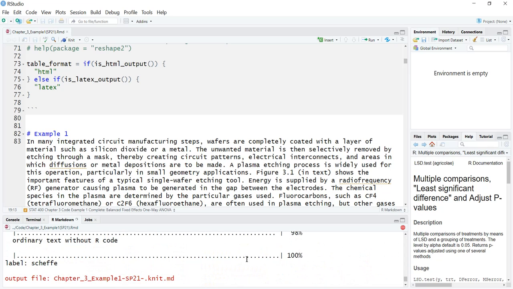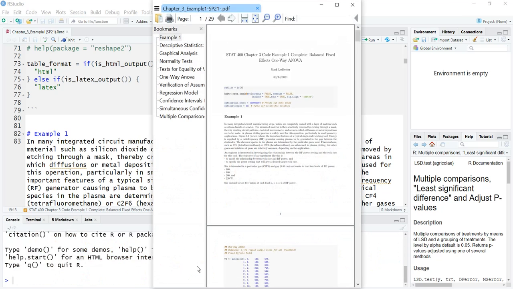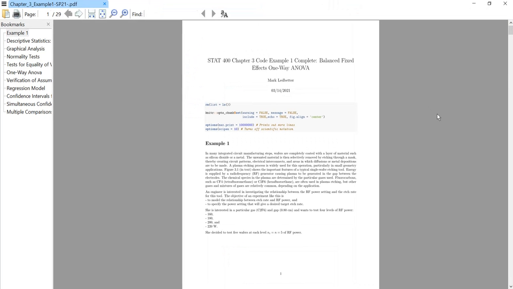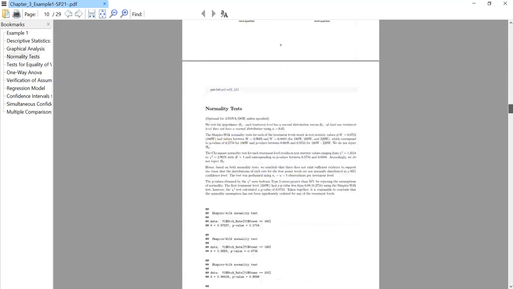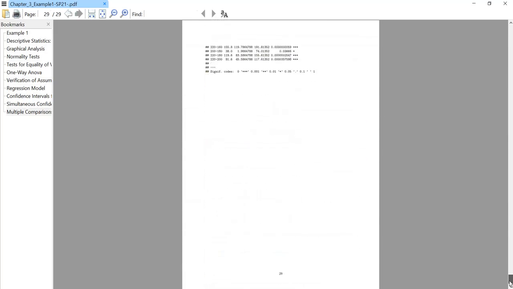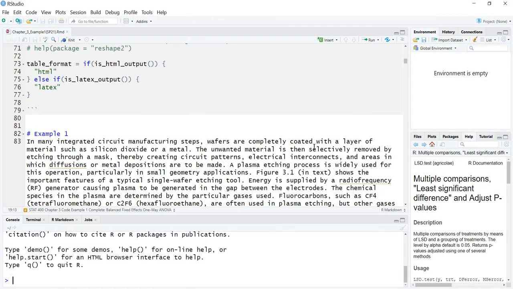And so we've gotten past the 100%. We get to this knit, the .md. That means that we shouldn't have too many errors. And there comes the PDF file. Okay, so this is how the file should look when you're done, and this is what you'll turn in along with your RMD file for both homework and for projects. All right, so we've done this.